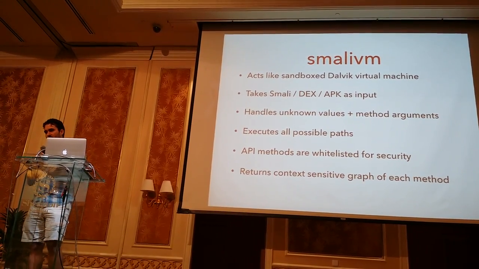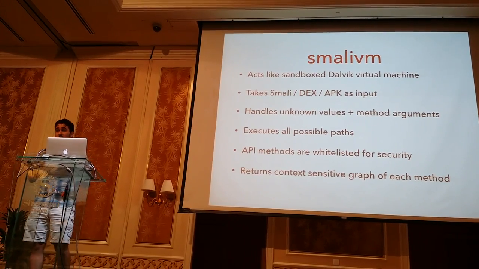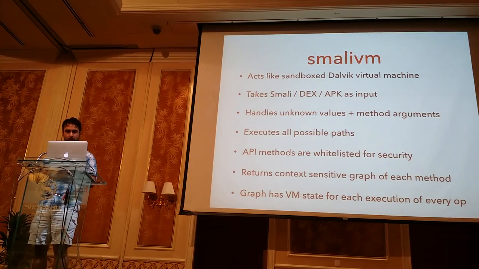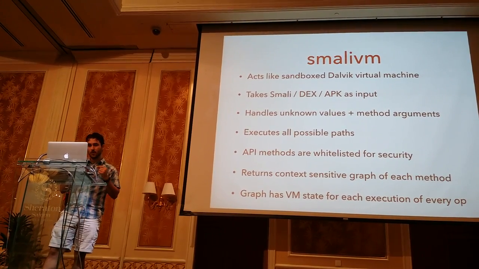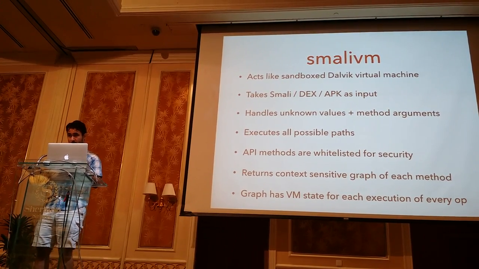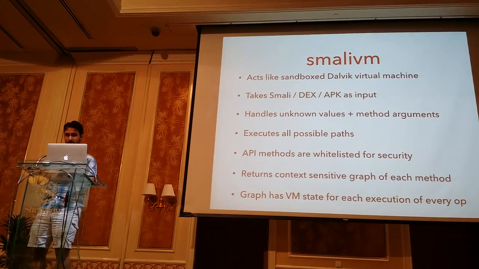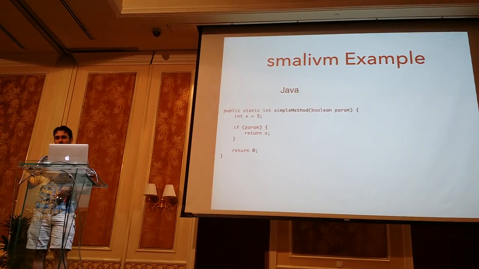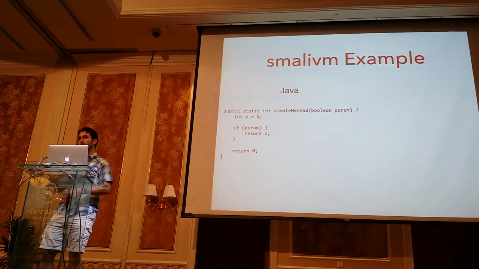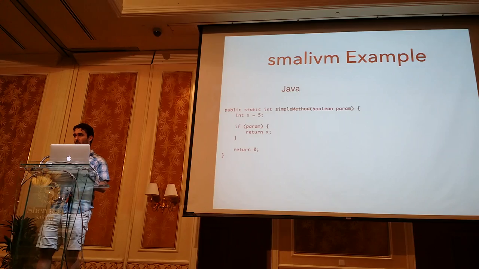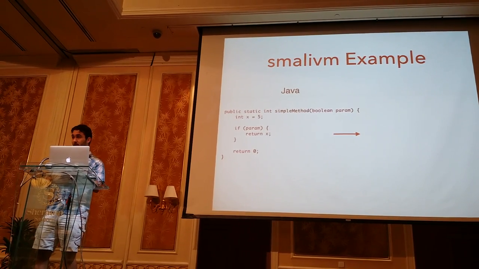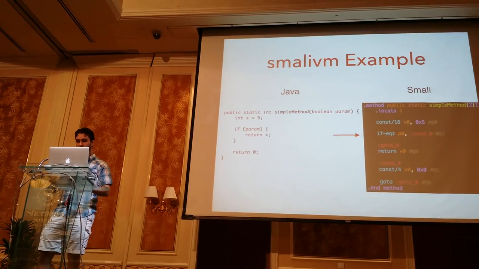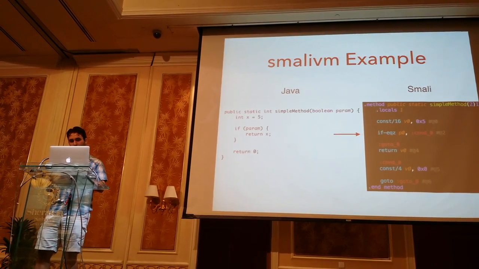And SmaliVM takes an Android application and returns a context-sensitive execution graph of each method, which I'll show you exactly what that means. The graph has the virtual machine state for each execution of every individual op. So the graph gets very, very large as the method size grows. But here's an example of a very simple method. You can see that it assigns x to 5. If the parameter you gave it is true, it will return 5 back. Otherwise, it will return 0. And the way this execution graph looks in SmaliVM is that you have the simple method, you have a constant of x = 5, the if check, otherwise it returns, so it's simple.